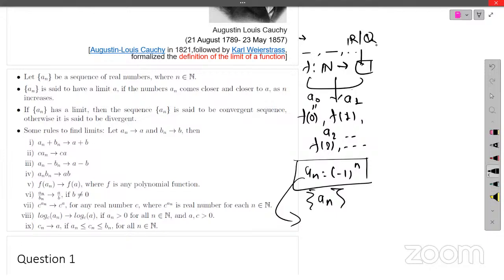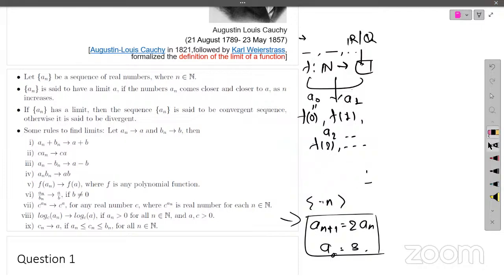And another representation of a sequence is by giving some relation between an and an plus 1. That is a recursion relation. Suppose an plus 1 is nothing but twice of an, and I fix a0 to be equal to 3, right? Using this information also, you can extract a sequence, and this is known as the recursion relation of the sequence. So all these things have been covered in the theory part.